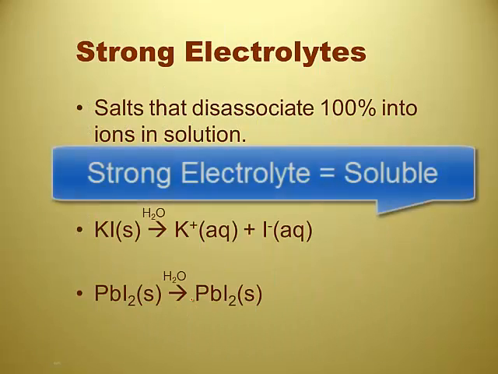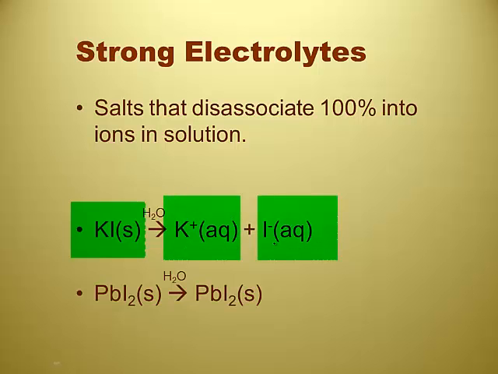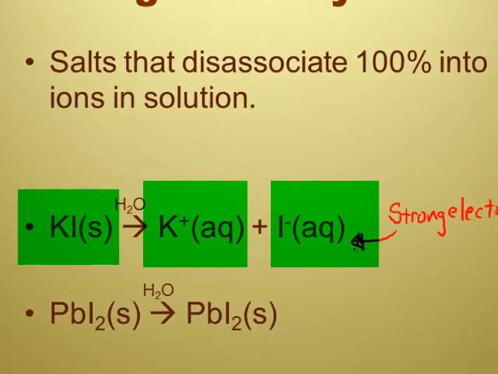So a strong electrolyte is one that dissociates 100%. Kind of like potassium iodide here. Potassium iodide, when you place it in water, completely dissociates into potassium ions and iodide ions. Potassium iodide is a solid. All salts are solid at room temperature. And we're making an aqueous solution of potassium iodide. When we throw the solid potassium iodide into the water, it will dissociate 100% into its potassium and iodide ions, just like you said.